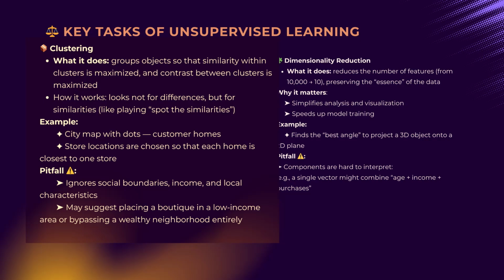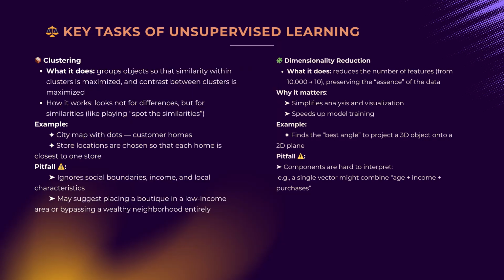Imagine you have a city map with points marking your customers' homes. The method will find optimal locations for your stores so that each customer is as close as possible to one of them. Sounds logical, right? But here's the catch. The algorithm does not know about social boundaries, neighborhoods with varying incomes, historical features. It may suggest opening a luxury class store in an underprivileged area or, conversely, neglect entire communities.